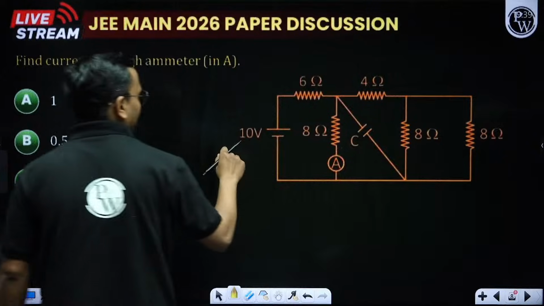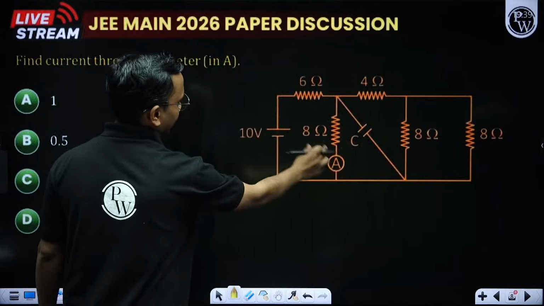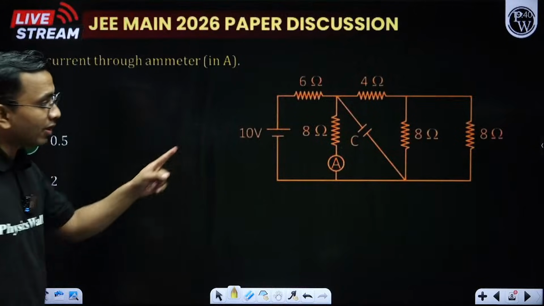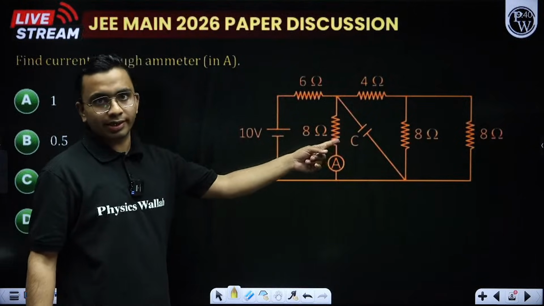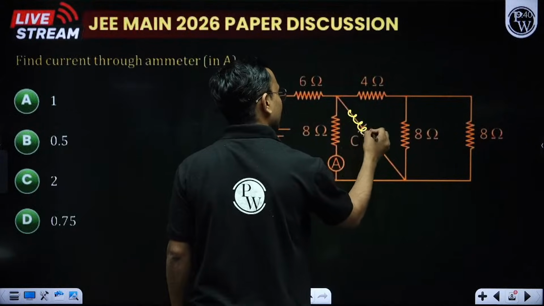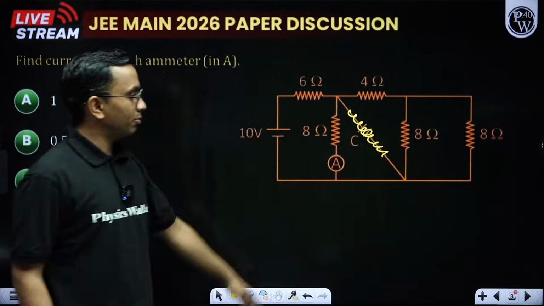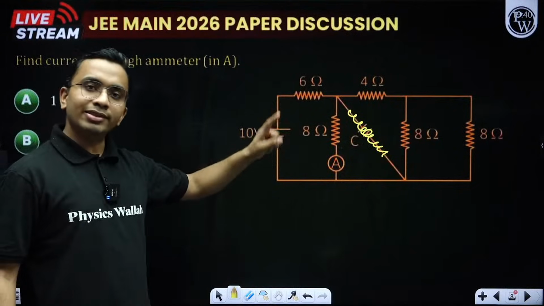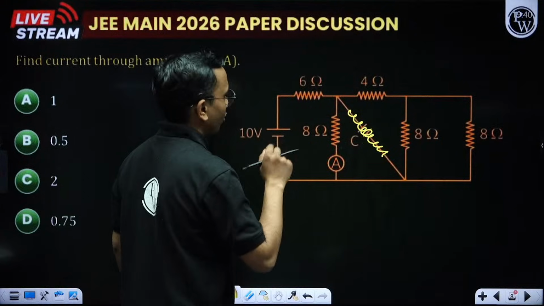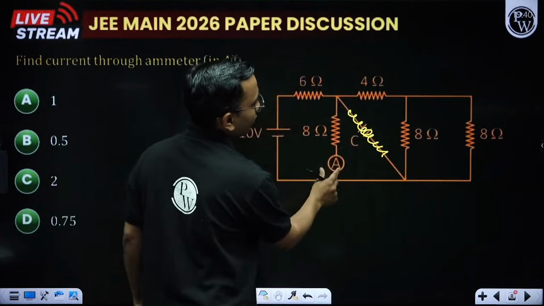Yeah, this is our next question. Find the current through the ammeter. Okay, here this is our ammeter. We need to find what is the current through this ammeter. Nothing is mentioned, so we will consider the capacitor in steady state. No current will be passing through the capacitor. Why so? In steady state, a capacitor behaves like an open circuit. Now, how much current will be passing here?